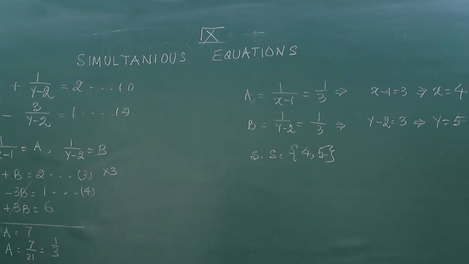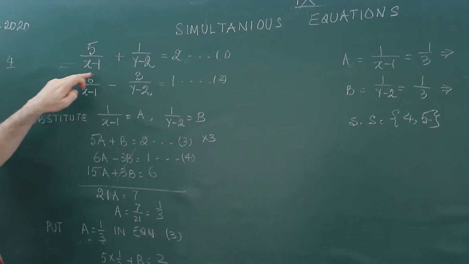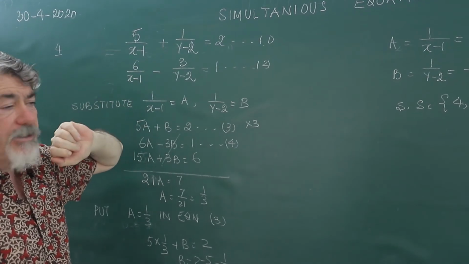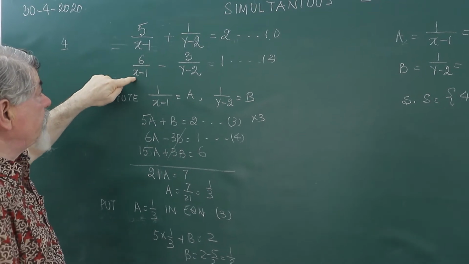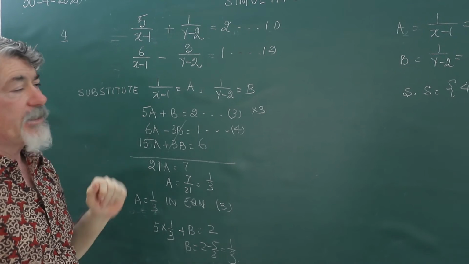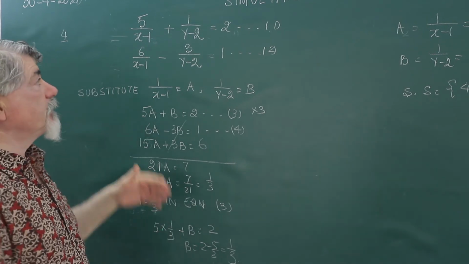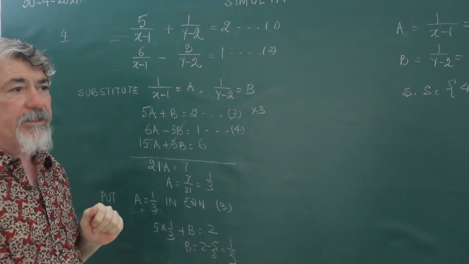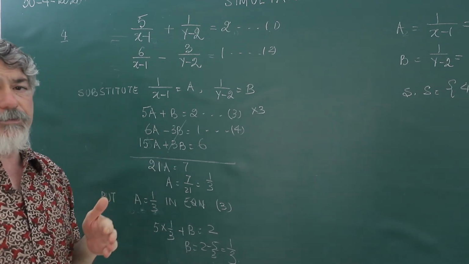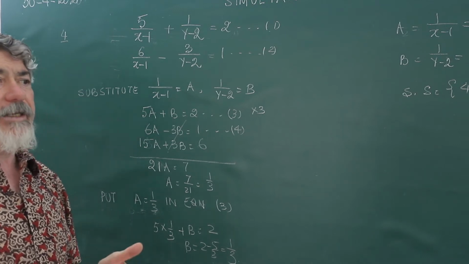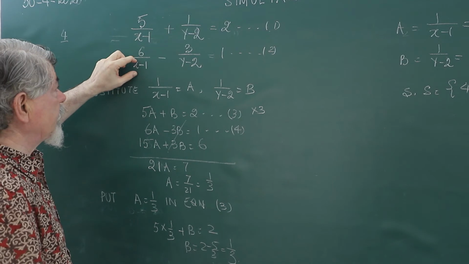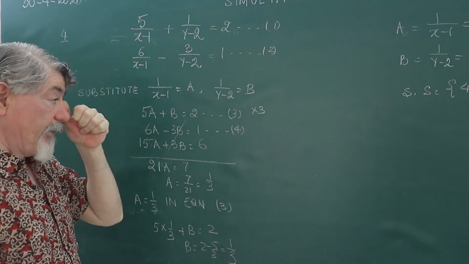In this question we have 5 upon x minus 1 plus 1 upon y minus 2 is equal to 2 in the first equation, and 6 upon x minus 1 minus 3 upon y minus 2 is equal to 1 in the second equation. First we discussed when only x and y were in the denominator. Then we showed you a question with root x and root y in the denominator. Now we are noticing x minus 1 and y minus 2.